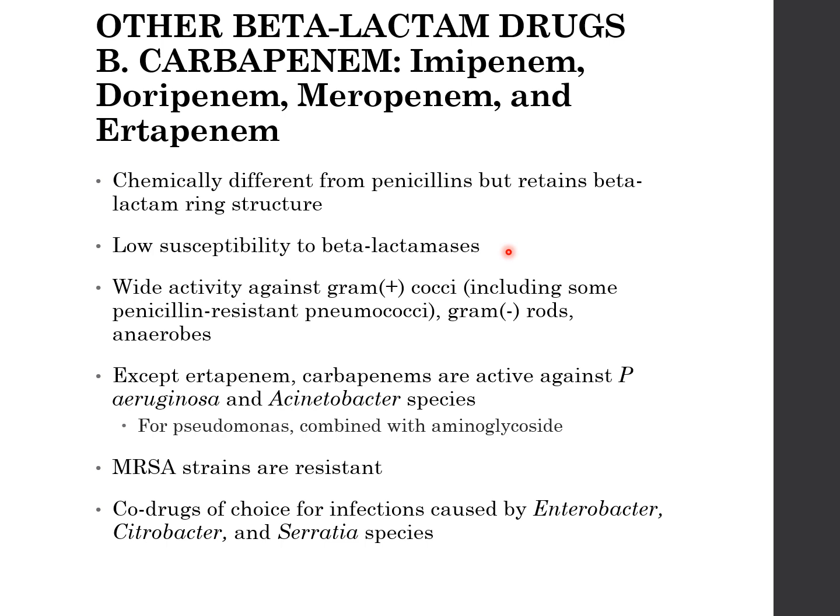Carbapenems are active against Pseudomonas aeruginosa and Acinetobacter species, which are mostly hospital-acquired infections. So if ever you'll be treating Pseudomonas, it would be wise to combine it with an aminoglycoside. Unfortunately, the methicillin-resistant Staph aureus strains are resistant to the carbapenems. So the carbapenems are the co-drug of choice for infections caused by your Enterobacter, Citrobacter, and Serratia species.